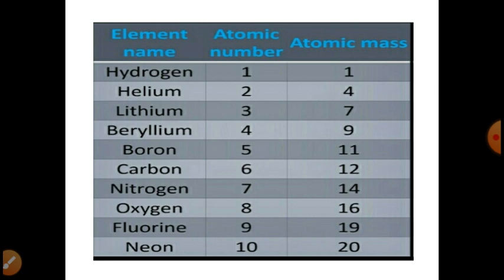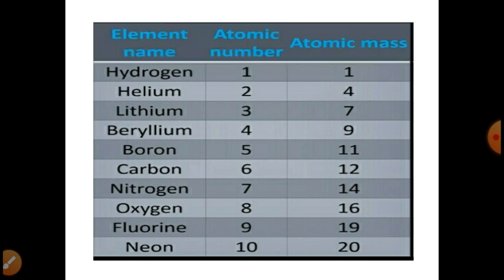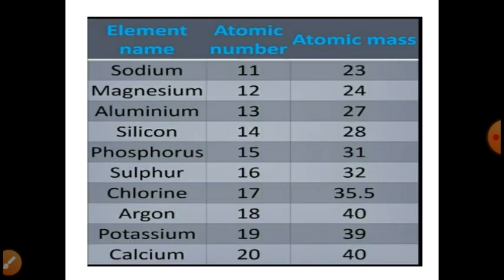Let us go to the next slide, where element names are given, along with the atomic number and atomic mass. You can see the atomic number of helium is 2 and atomic mass is 4. So 2 multiplied by 2 will give you 4. For all even numbers it is to be multiplied by 2, and for odd numbers it is to be multiplied by 2 plus 1. Now how the atomic mass is to be calculated, we are going to study further in our next classes. Next slide also shows the atomic number and atomic mass of different elements.